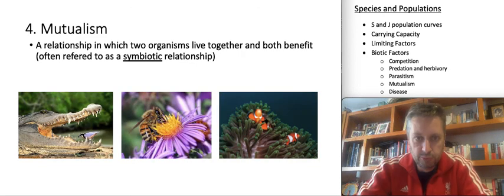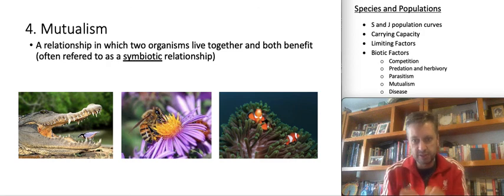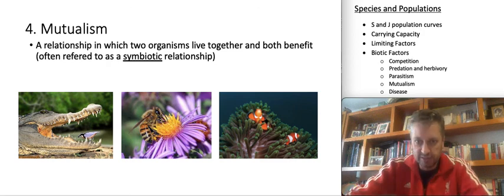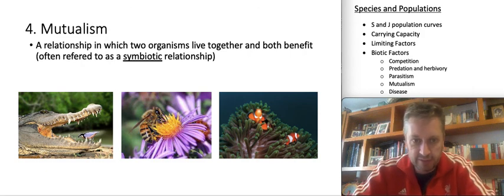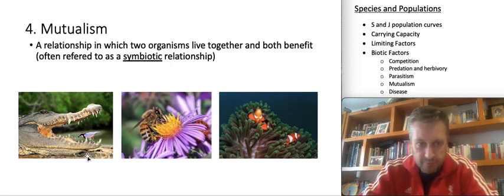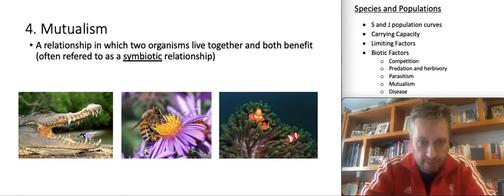Number 4, mutualism, slightly more beneficial. Mutualism, unlike parasitism, is where both species that live together get a benefit from that living relationship. So here's an example of a bird cleaning a crocodile's teeth. The bird gets the benefit of the food, and the crocodile gets the benefit of clean teeth and gums.